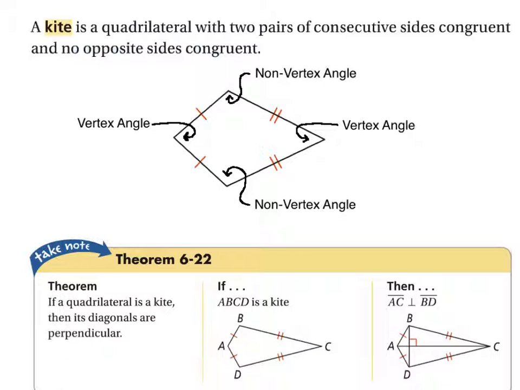Right? Well, guess what we call them in kites? A vertex angle. It's the same thing. The angle formed by two congruent sides is a vertex angle. And so in a kite, we have two vertex angles.